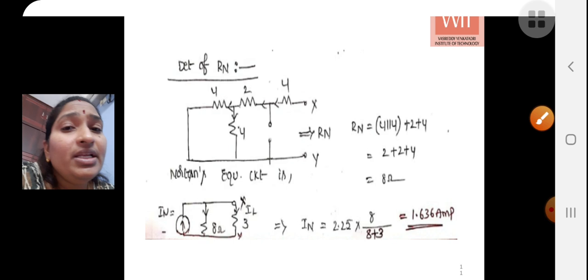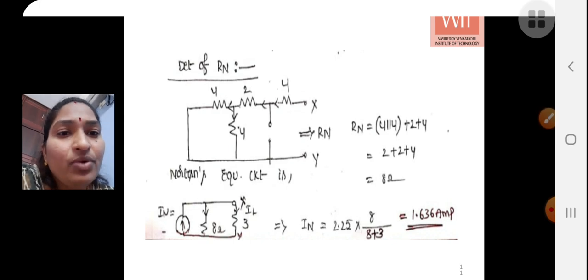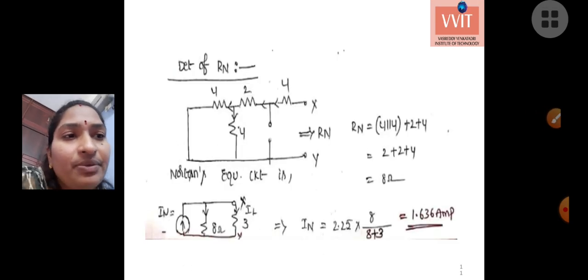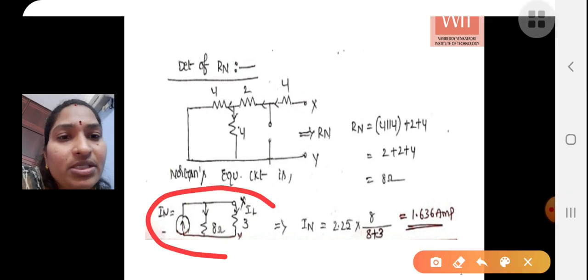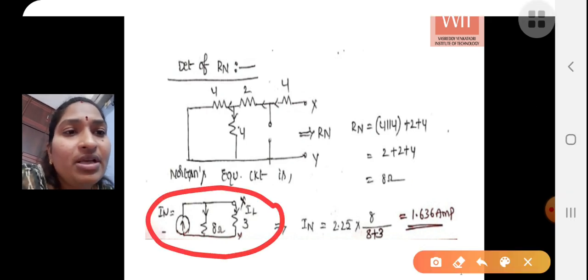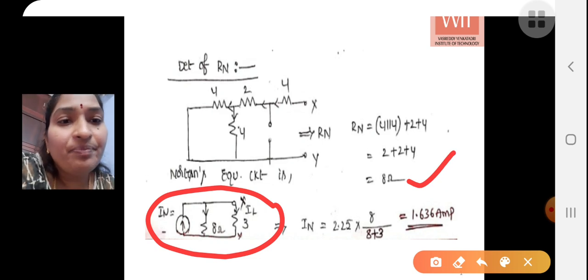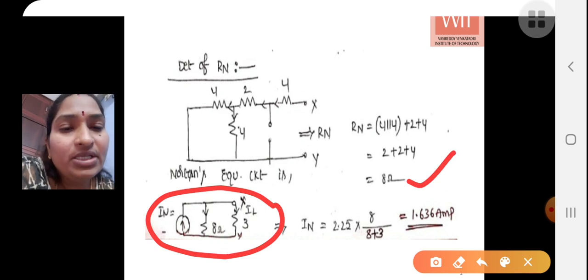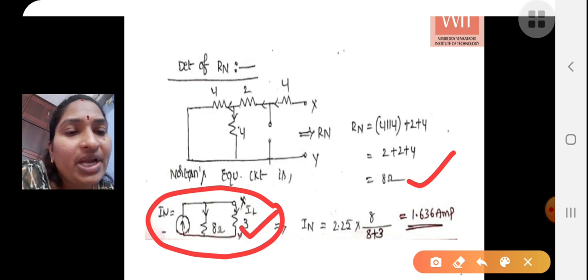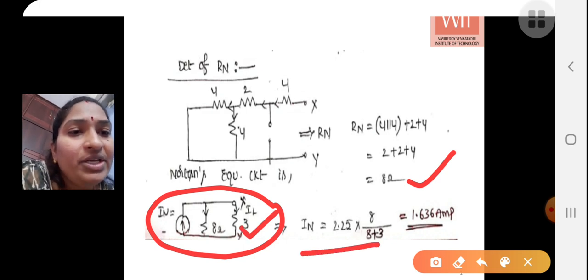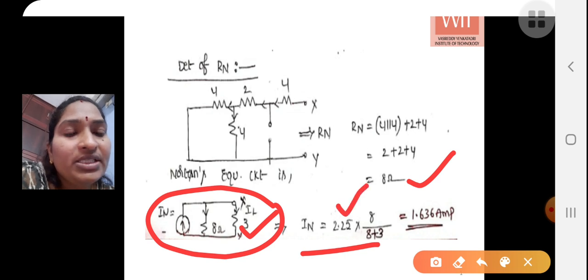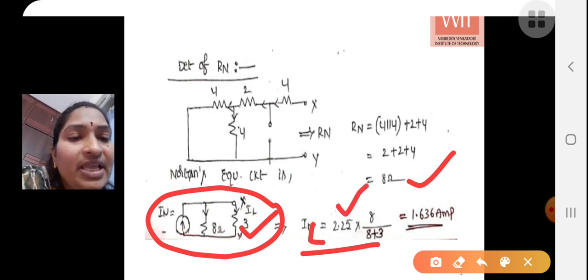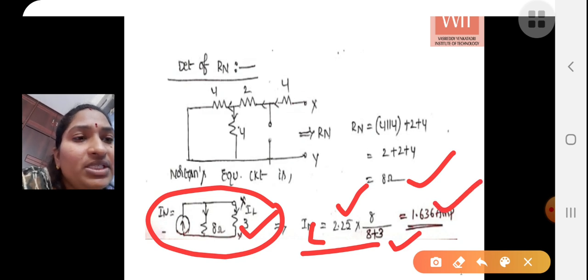After calculating Norton's resistance, we draw Norton's equivalent circuit, that is, Norton's current in parallel with Norton's resistance, which we got as 8 ohms. Then we reconnect the load branch. According to the current division rule, the total current is IN, so IL is 2.25 into the other branch resistance by the sum of the total resistance. So finally I have the load current as 1.636.